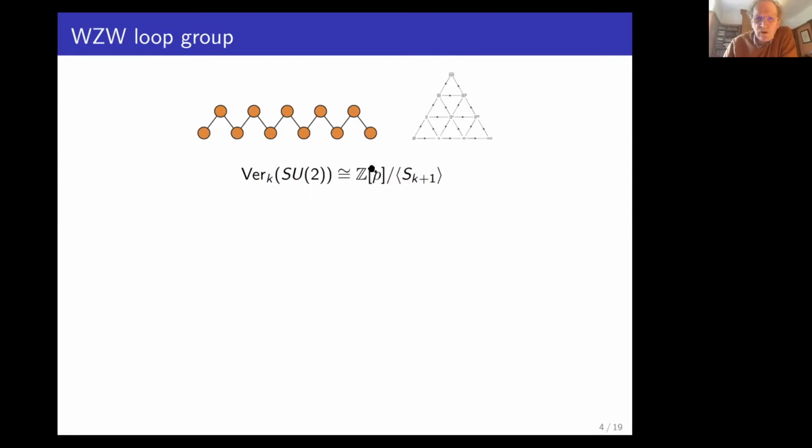So Z rho is the representation ring of SU2 generated by this first vertex here representing rho. And then I kill it off at this point here, which is really, in terms of these Chebyshev polynomials, all the other irreducibles can be written in terms of rho using Chebyshev.